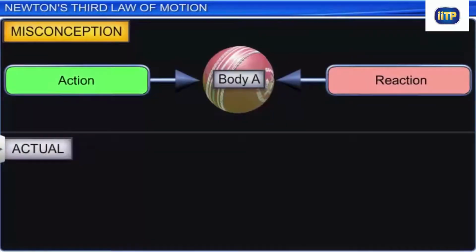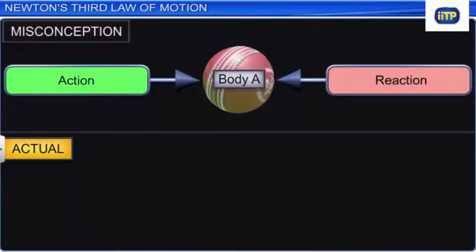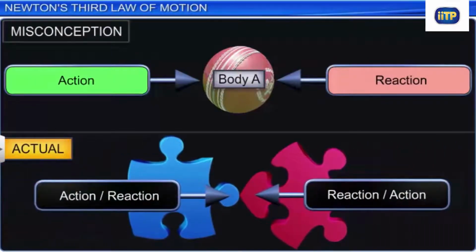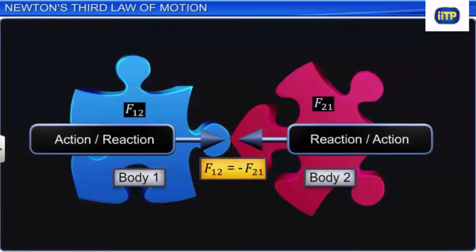Action and reaction occur on the same body. Actually, action and reaction forces act on different bodies. Mathematically, Newton's third law of motion can be written as shown.